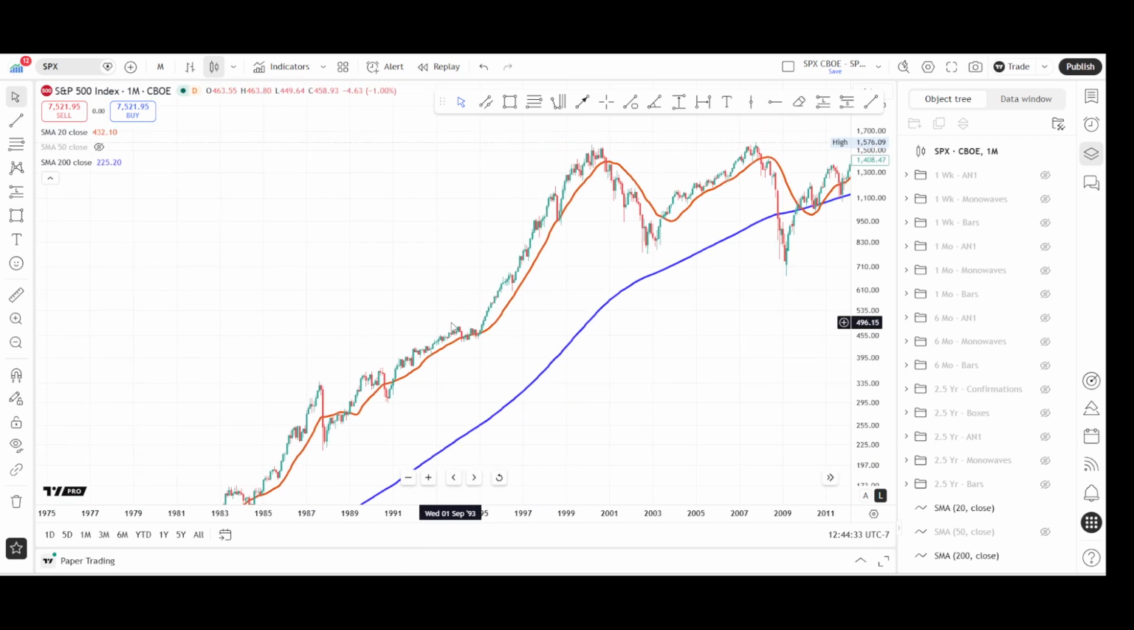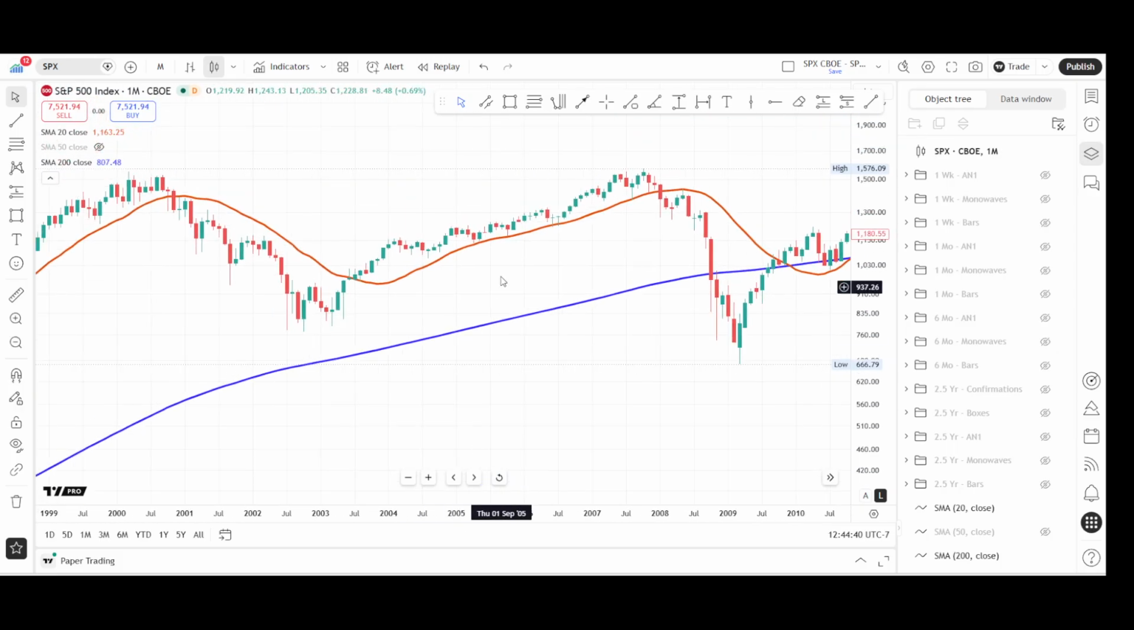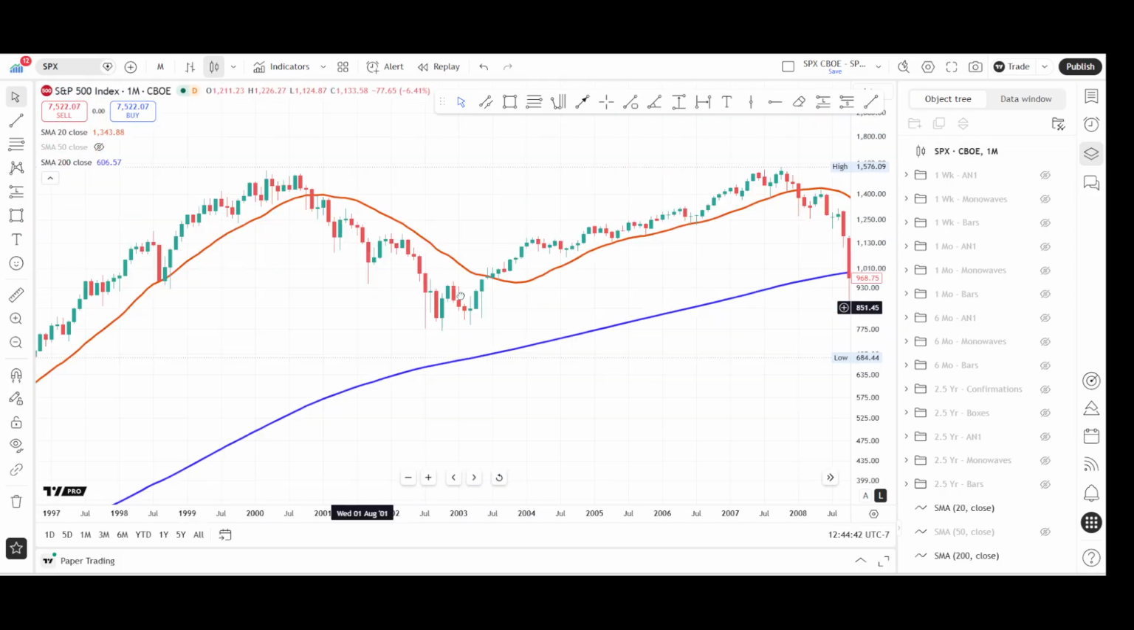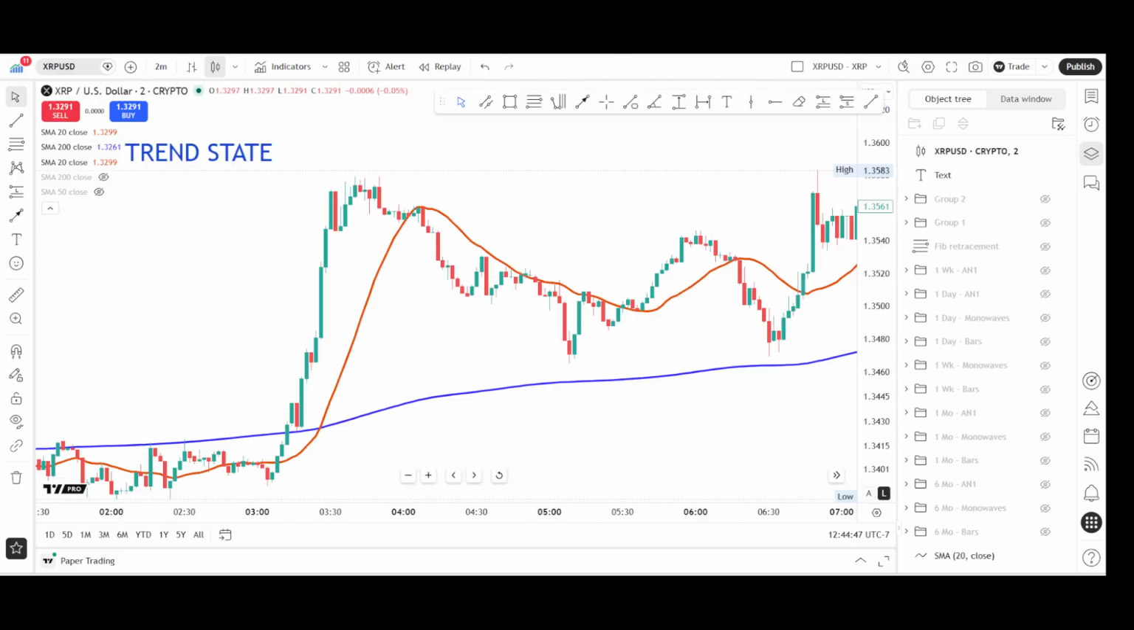The market is riding the 20, bouncing off the 20. You can see that, riding the 20. You're not seeing that so much. I think we were in XRP. You're not seeing that in this case. It's staying well off the 20.